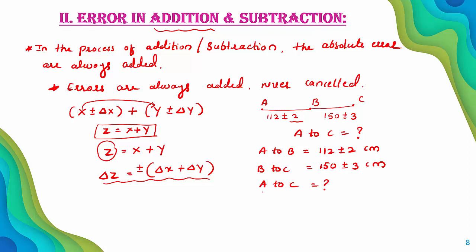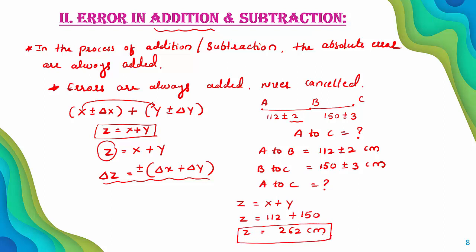So addition means I can write the answer. We know that Z equal to X plus Y. That means A to B plus B to C. Here first we can write the actual values. Z equal to X plus Y. Z equal to X value means we can take 112 plus Y value is 150. These are the actual values. So 112 plus 150, we will get how much? Z equal to 262 centimeter. So this is Z value.